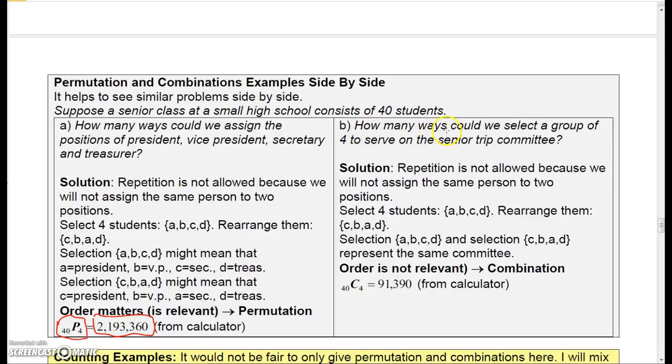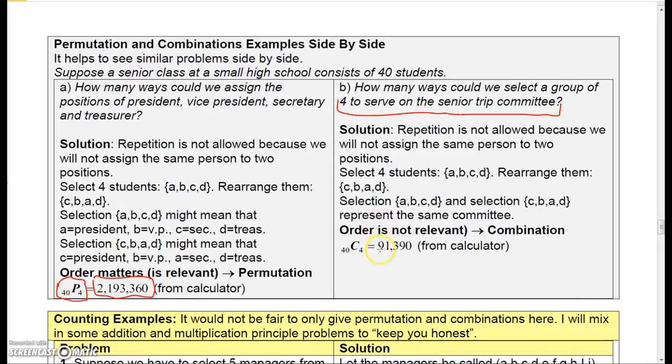The second example, how many ways could we select a group of 4 to serve on the committee? Well, that's different than the first example because in this example, I'm not interested in the order that they're selected. I just want to know how many 4-student subsets I can select. So that would be 40C4, because order is not relevant. And then I calculated those on a calculator.